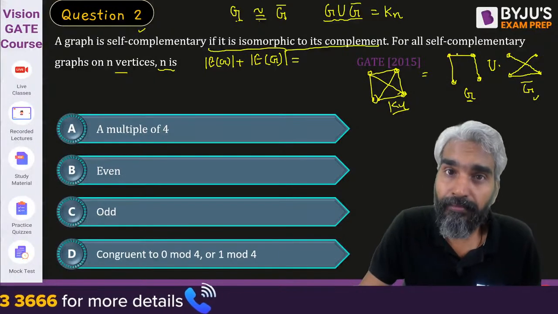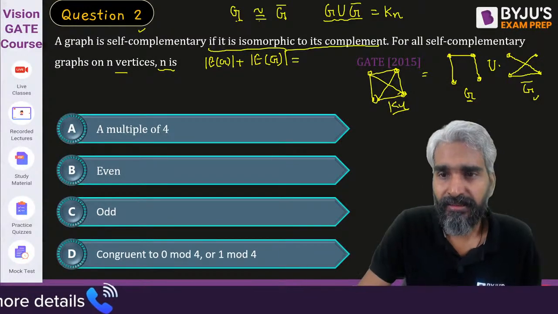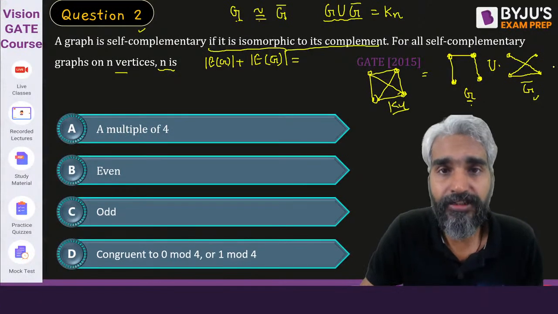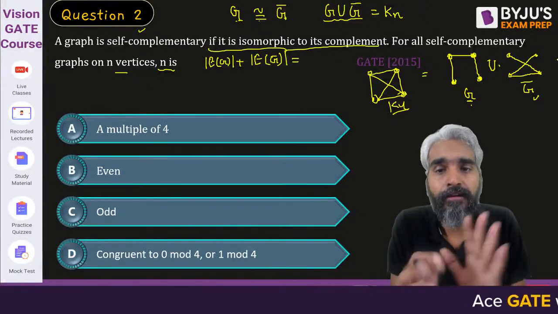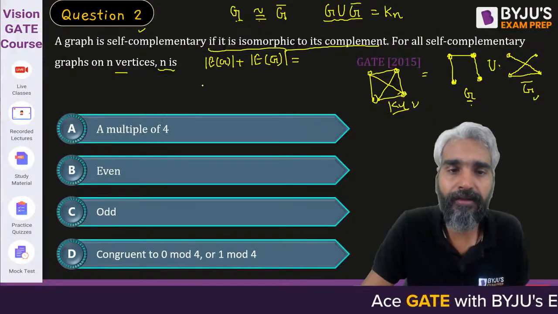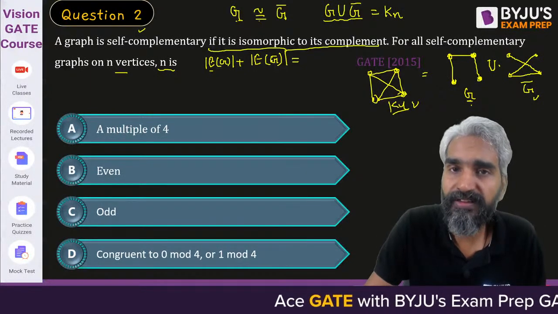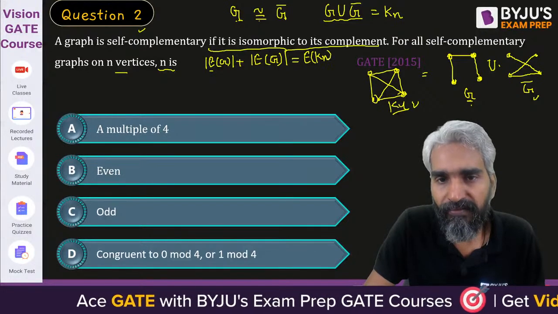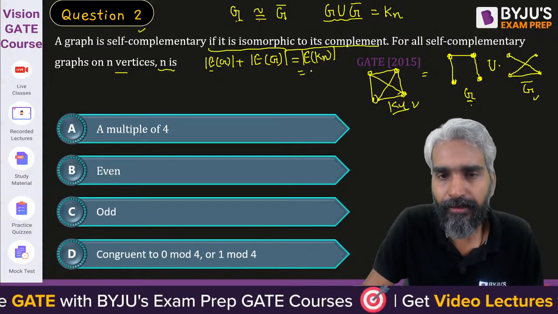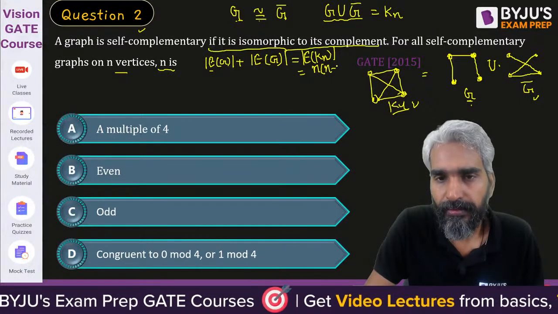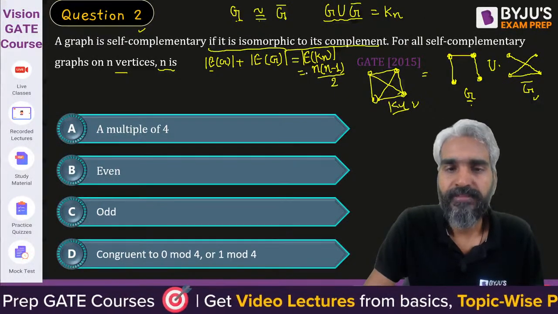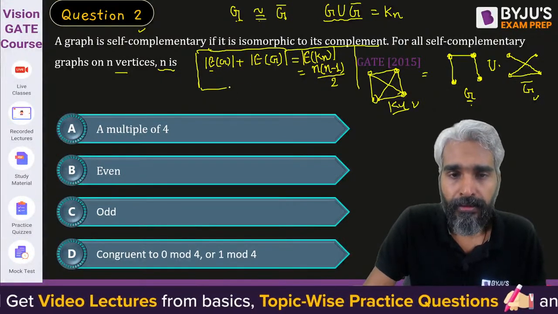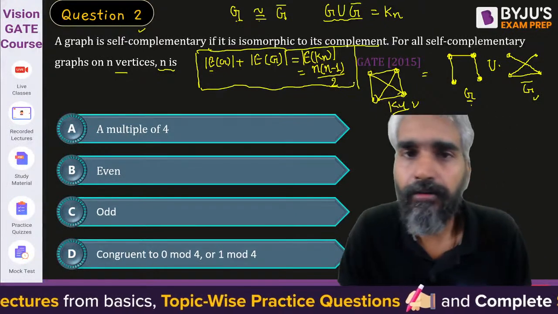So the edges are mutually exclusive. That means the edges in G and G bar are disjoint, and they together form all the edges of a complete graph. Therefore, the number of edges in G plus the number of edges in G bar has to be the number of edges in a complete graph with n vertices. That is nothing but n into n minus 1 by 2. So this is the observation by the definition of complement.